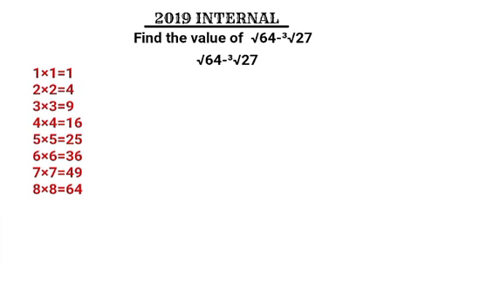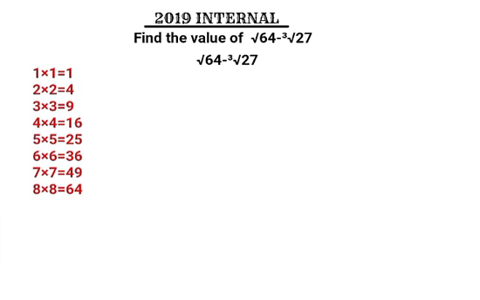2 by 2 will give us 4, which is a perfect square. 3 by 3 will give us 9, which is also a perfect square. But these products we're getting are not 64. We want to check a number which will give us 64. So 4 by 4 will give us 16, 5 by 5 will give us 25, 6 by 6 will give us 36, 7 by 7 will give us 49, then 8 by 8 will give us 64.